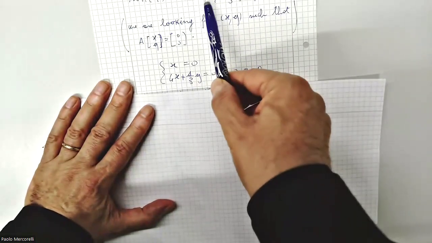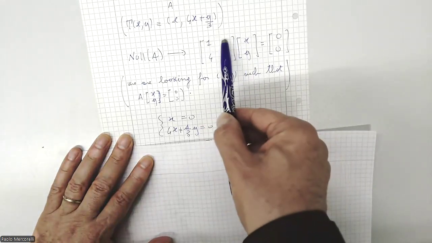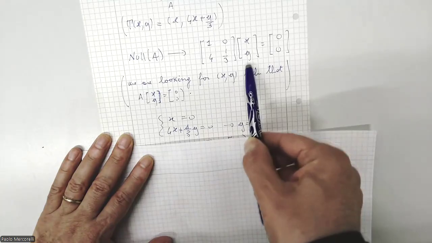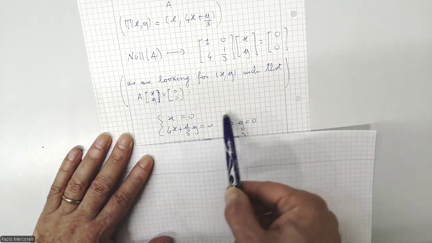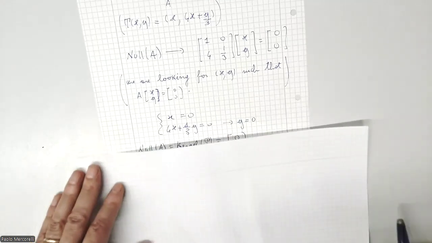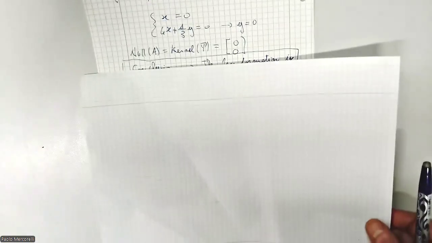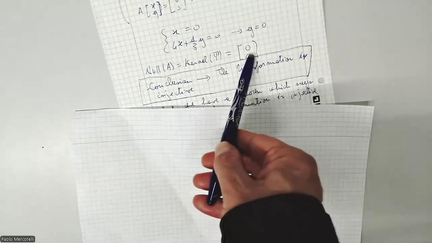First row multiply column means 1 multiply x plus 0 multiply y equals 0. This means x equals 0. Second row multiply x and y means 4x plus 1 divided by 3 multiply y equals 0. This means y equals 0, because if x equals 0, we have also y equals 0. This means the kernel of T, which corresponds to the kernel of the matrix A, transformation and matrix are for us the same thing, is 0, 0.